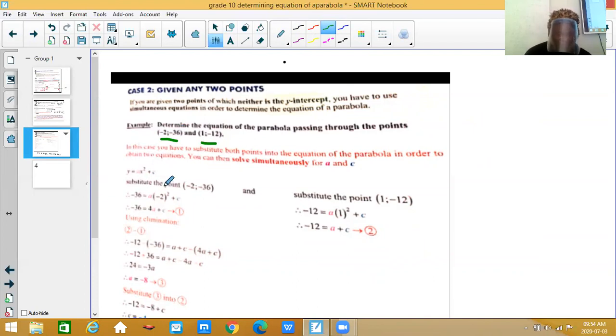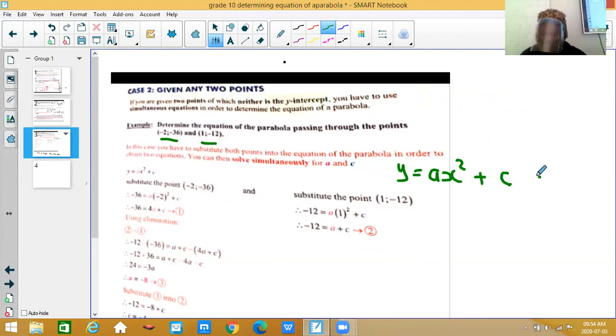Right. Now, what is it that we know? Our parabola passes through these 2 points. Since it passes through these 2 points, our equation would be y is equal to ax squared plus c, right?